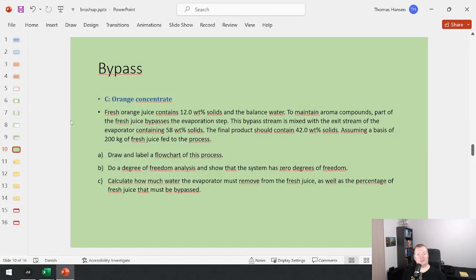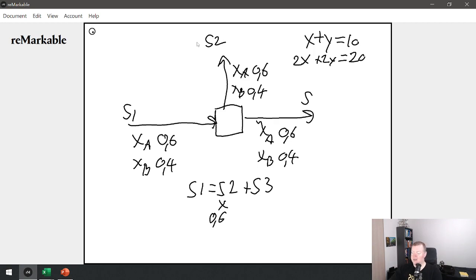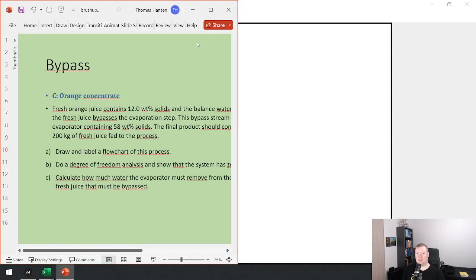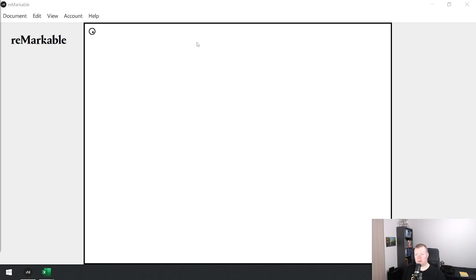the orange concentrate where we had a bypass. So we take some of our juice and we send it past one of our unit operations in order to just keep track of what we're working with. Let's just draw a little sketch, and I need to be able to read the assignment while we do.